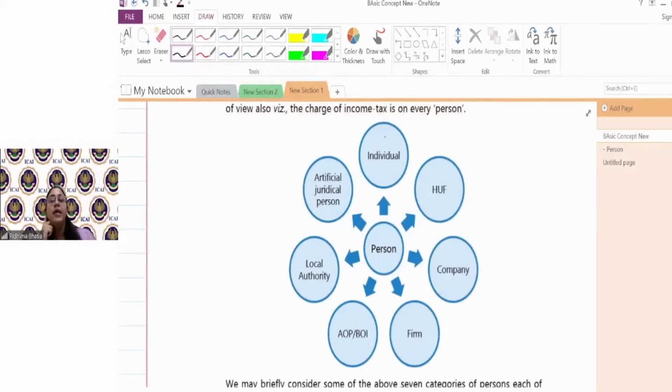7 different types: individual, HUF, company, firm, AOP, BOI, local authorities and artificial juridical person. 7 कैटेगरीज हैं पर्सन की, और ये उनकी डेफिनेशन। पर्सन इज एन इंडिविजुअल, HUF, AOP, BOI, कंपनी, फर्म, लोकल अथॉरिटी, आर्टिफिशियल जुरिडिकल पर्सन। अब अगर मैं आपको बस ये बोल दूं और फिनिश कर दूं कि ओके पर्सन की डेफिनेशन इज कवर्ड, दिस इज डन। No, but we should know now who is an individual, what is an HUF, what is a company, what is a firm, what is an AOP, BOI, what is a local authority, what is an artificial juridical person.